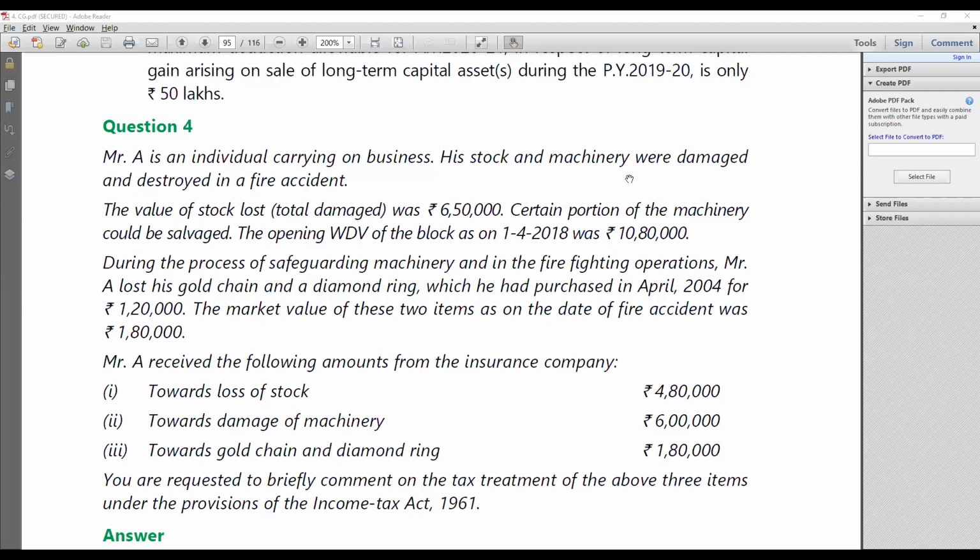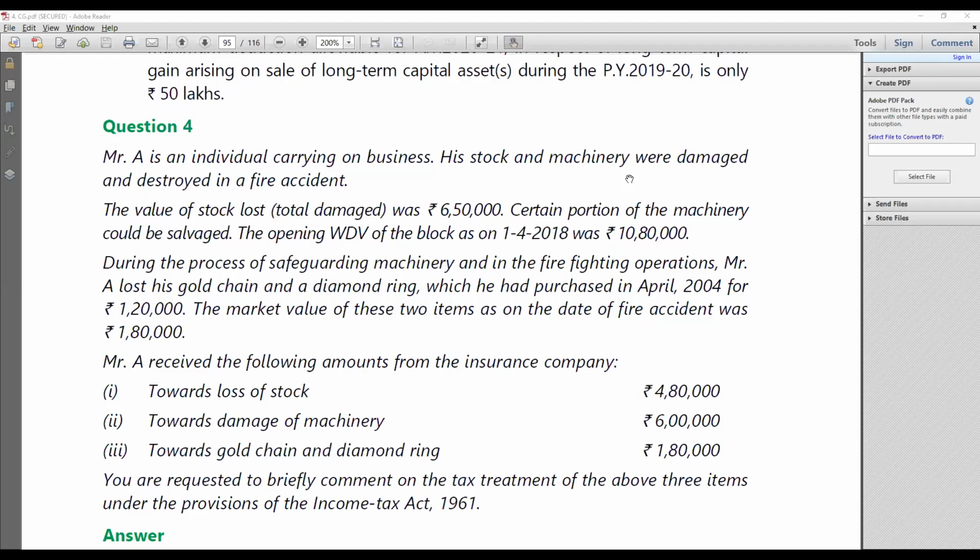Second, with respect to total damage of the machinery, the amount received against this is 6 lakh. However, WDV is 10,80,000. Any capital gain from sale of machinery on which depreciation is being charged is deemed to be short-term capital gain irrespective of the actual date, which we'll see in examples in further videos. However, here the capital loss is computed as 6 lakh, which is the full value of consideration, minus the cost of acquisition, that is WDV as on 1/4/2018, which is 10,80,000. The difference between these two will form part of short-term capital gain.